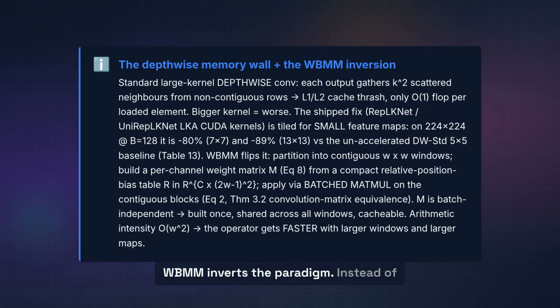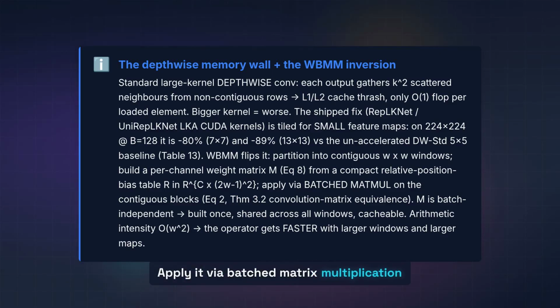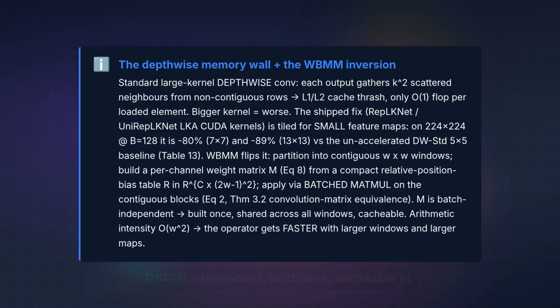Wbmm inverts the paradigm. Instead of gathering scattered inputs, it traverses the parameter table. Partition the feature map into contiguous, non-overlapping W by W windows. Build a per-channel weight matrix M from a compact relative position bias table R. Apply it via batched matrix multiplication on those contiguous blocks. M is batch independent, built once, cacheable at inference.